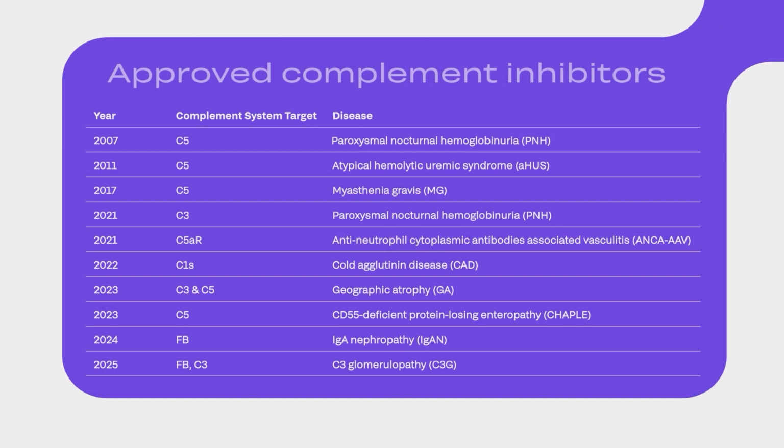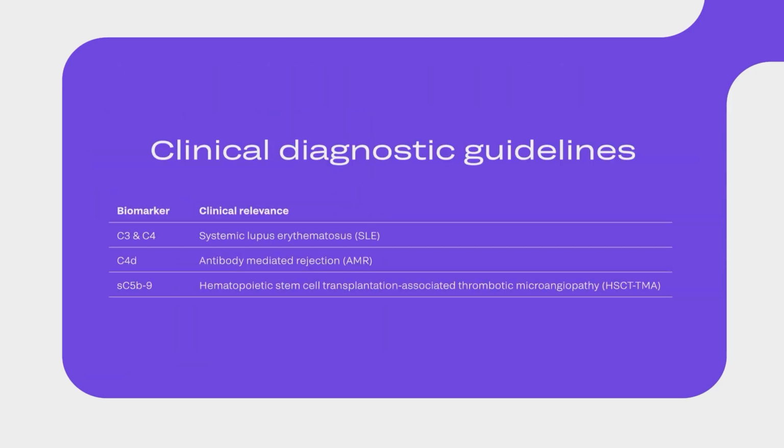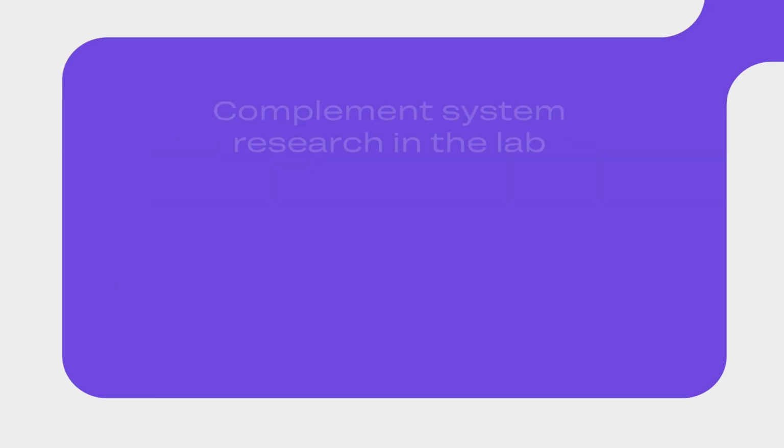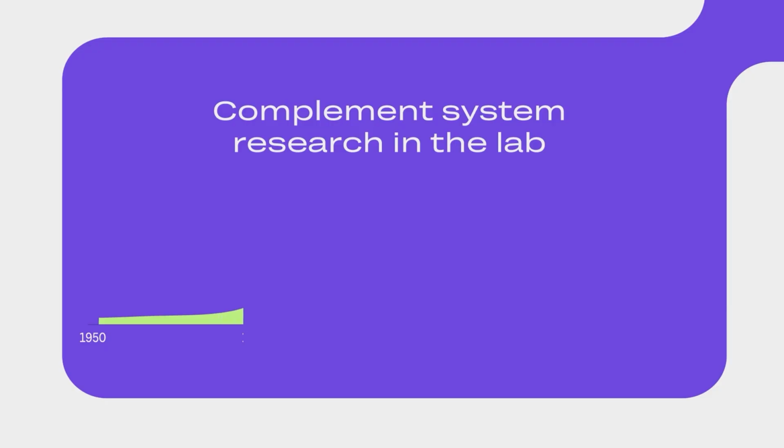The biological significance of the complement system has been recognized by the medical community, and now there are more than 10 complement inhibitors currently approved, with dozens more in clinical trials and development. In addition to therapeutic approvals, evaluation of complement system proteins is being included in clinical diagnostic guidelines across many pathologies. Research into the complement system has increased significantly in the last 25 years.